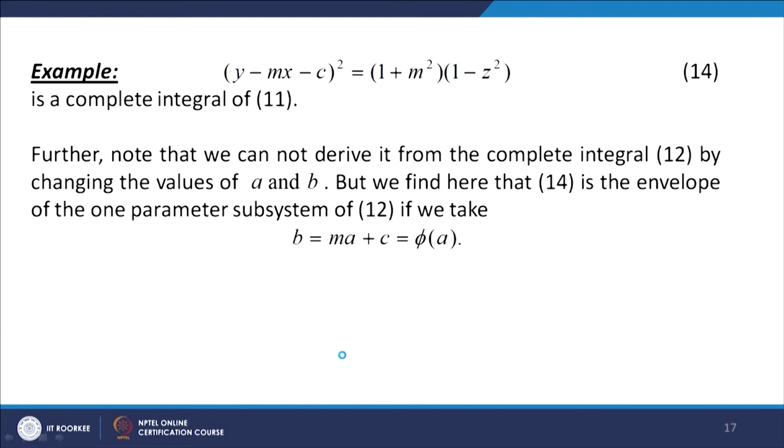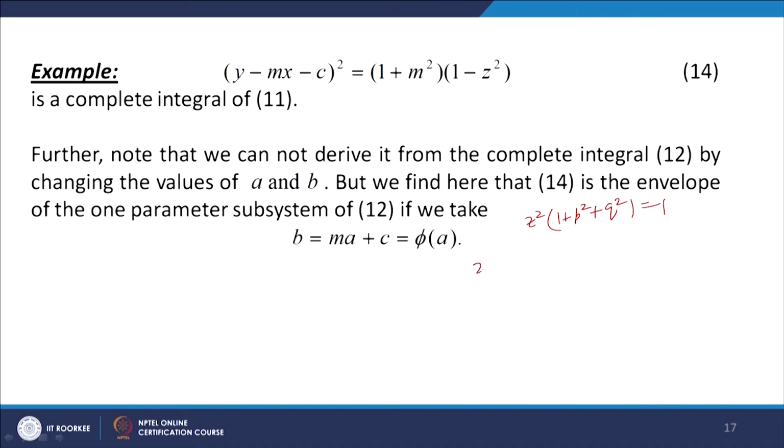y minus mx minus c whole square equals 1 plus m square into 1 minus z square. It is a complete integral of equation 11. Equation 11 is z square times 1 plus p square plus q square equals 1. Let us show that this equation 14 gives us a solution of this equation.